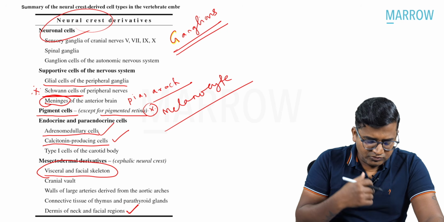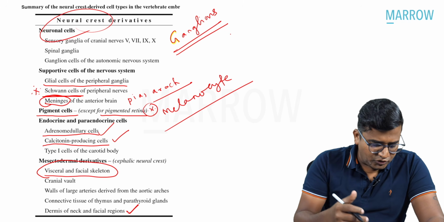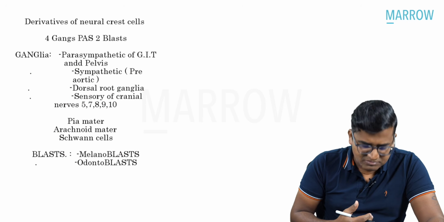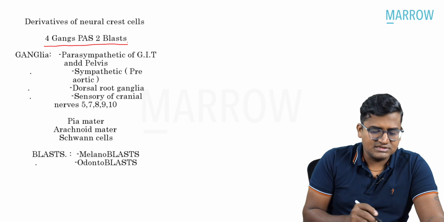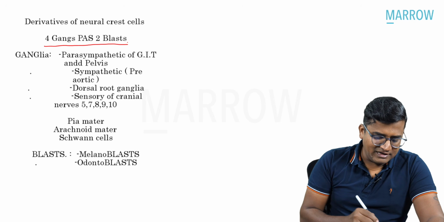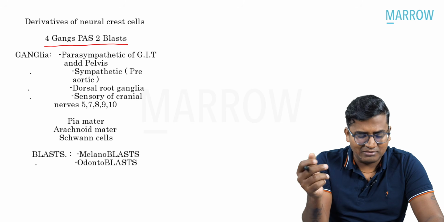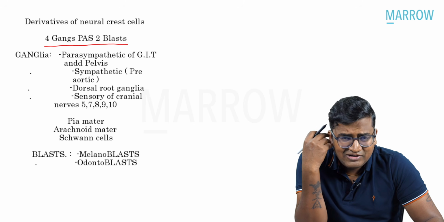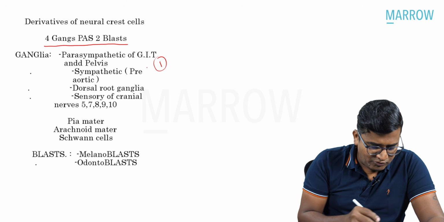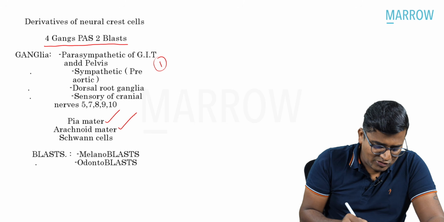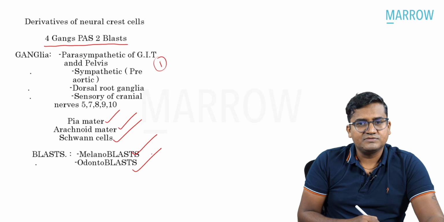These are some important structures derived from the neural crest cells. If you feel difficult in memorizing this, at least learn this by heart. "4 gang, pass 2 blast." This is a mnemonic. 4 gang means ganglia: sympathetic ganglion, sensory ganglion, dorsal ganglion, parasympathetic ganglia. So the majority of the ganglia are coming from the neural crest cells. Pass means pia mater, arachnoid, Schwann cells. 2 blast means melanoblast, odontoblast.